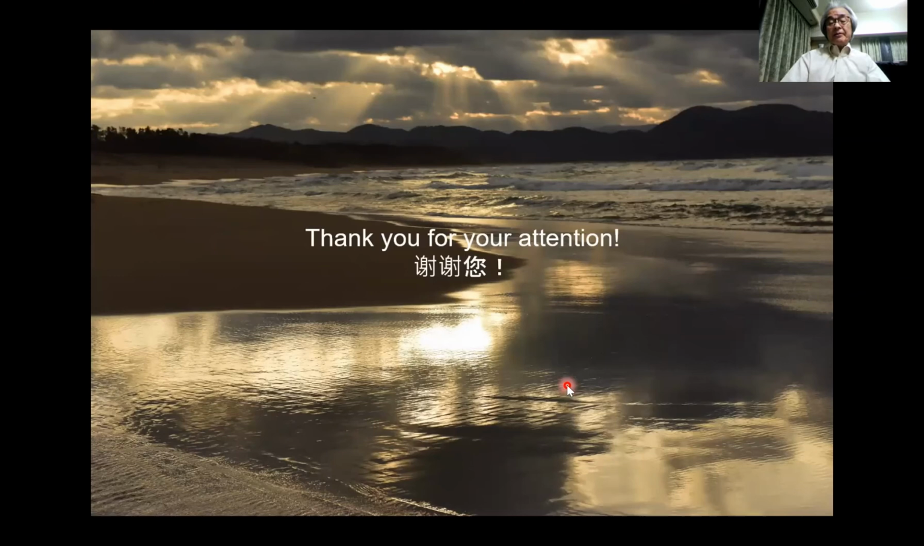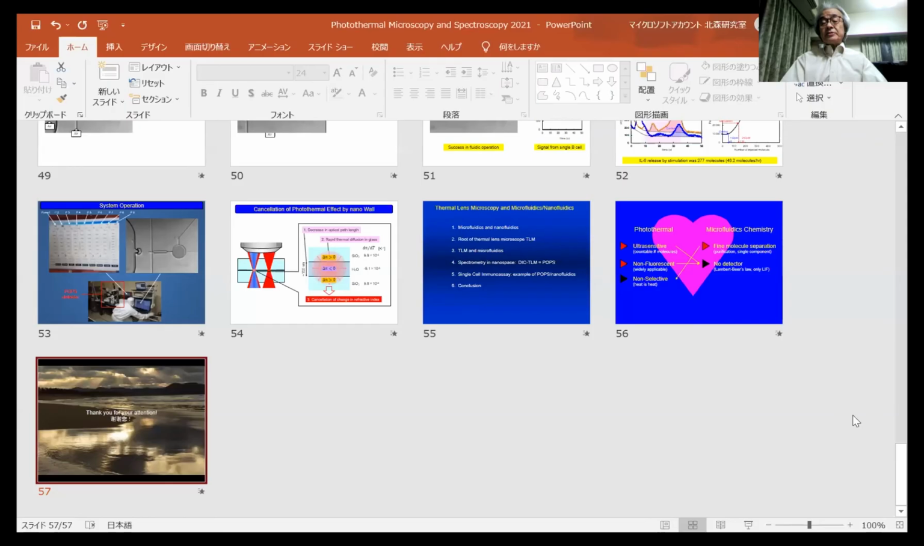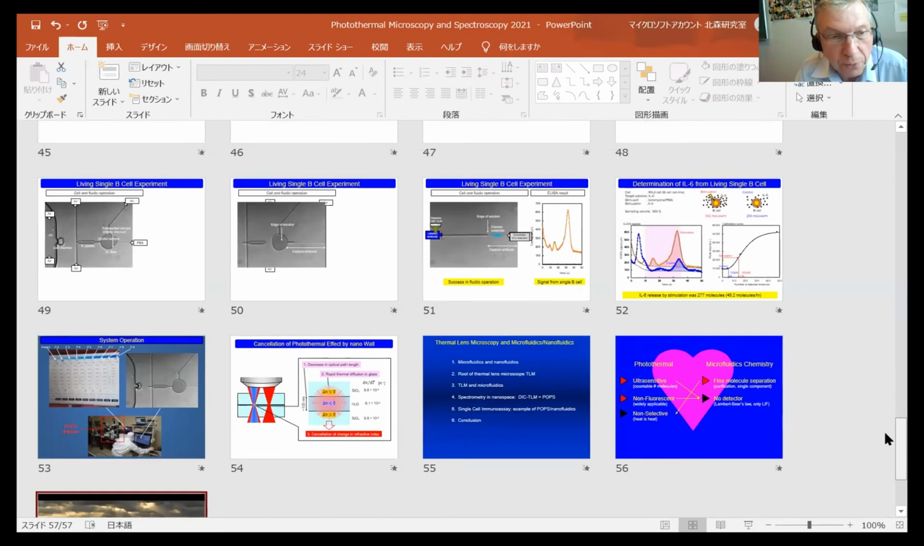Thank you very much, Professor Kitamori, for this exciting perspective on the combination of microfluidics and even nanofluidics with photothermal microscopy and thermal lenses.